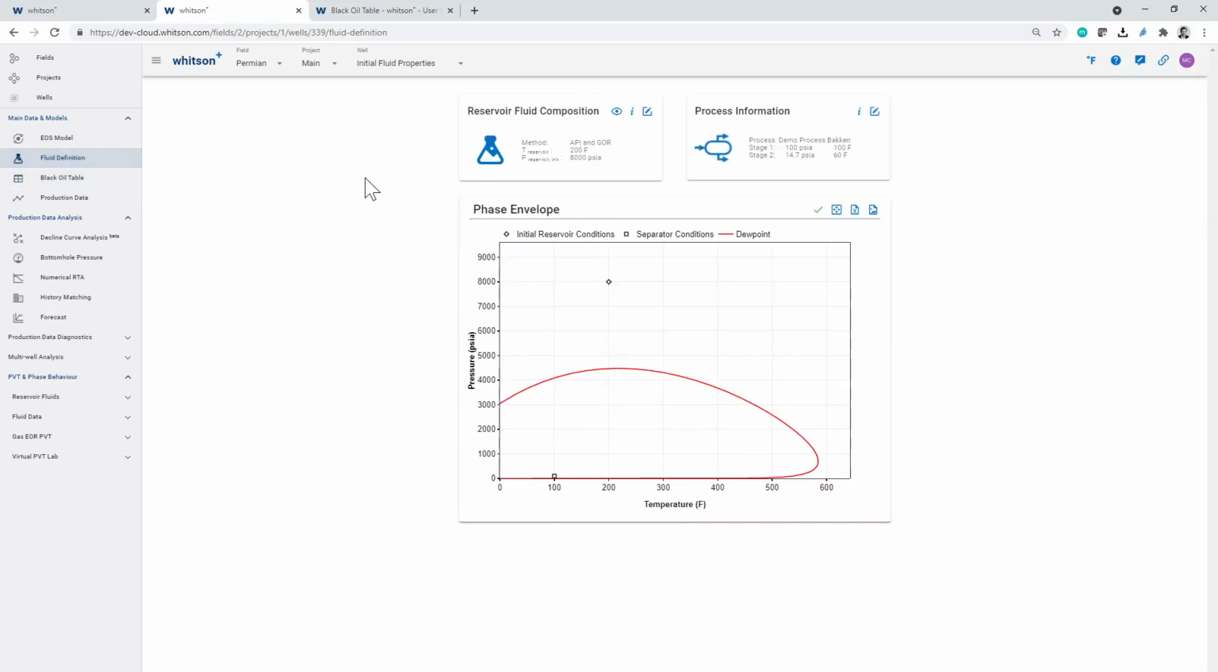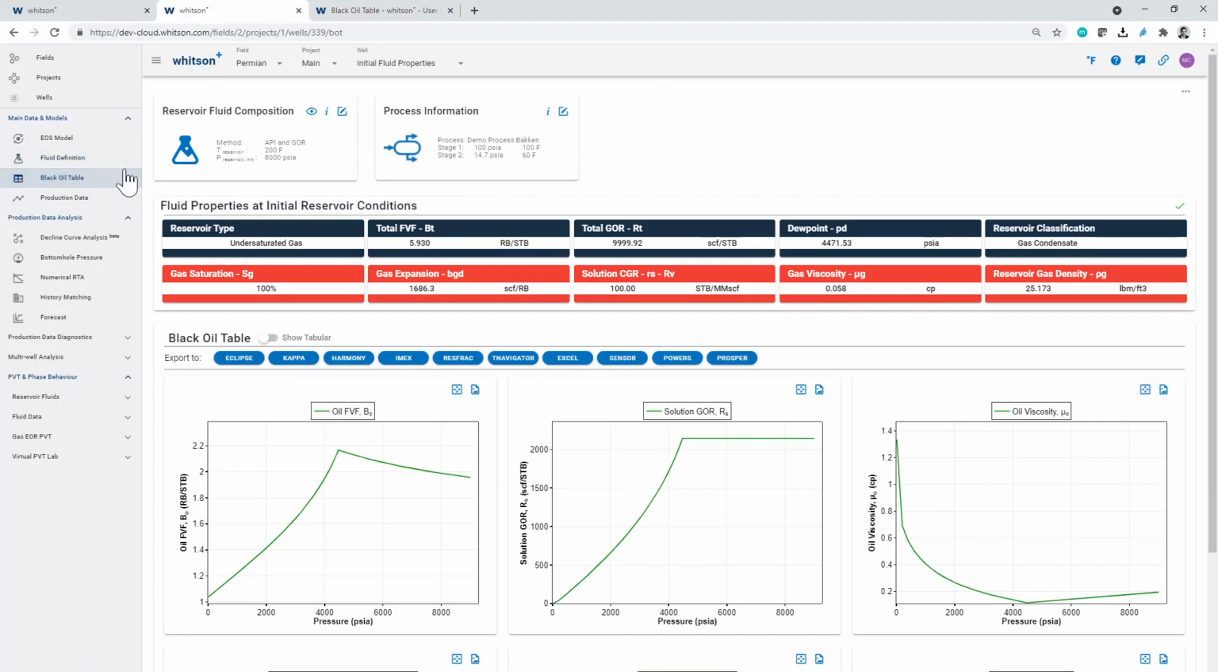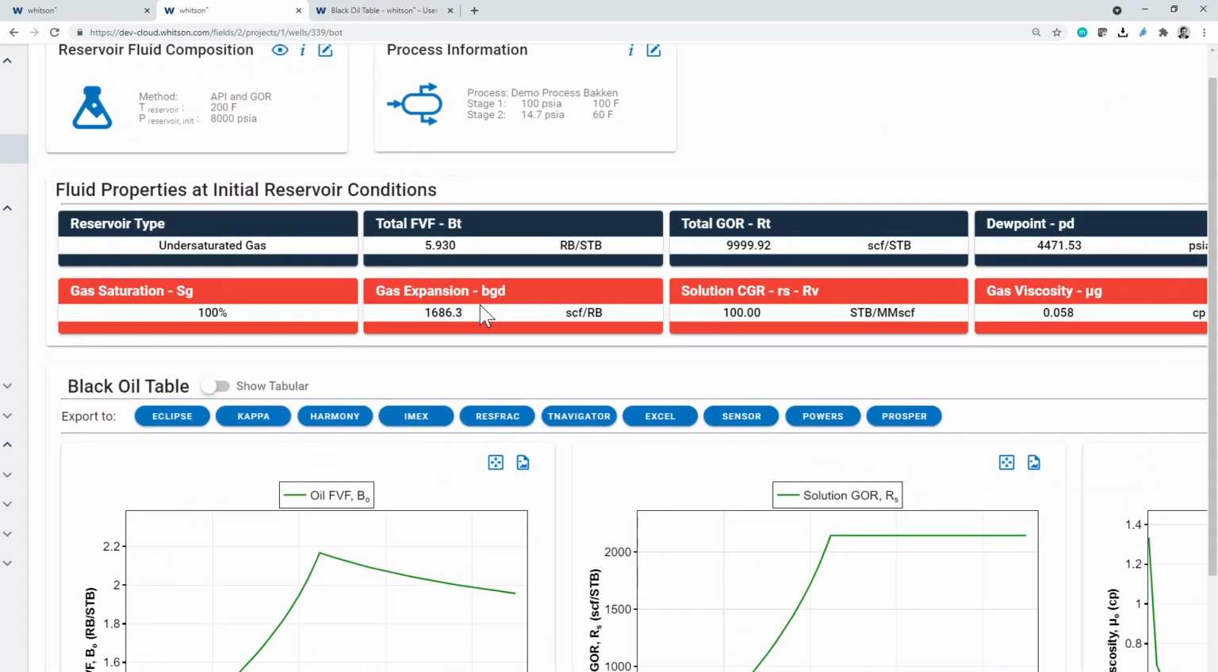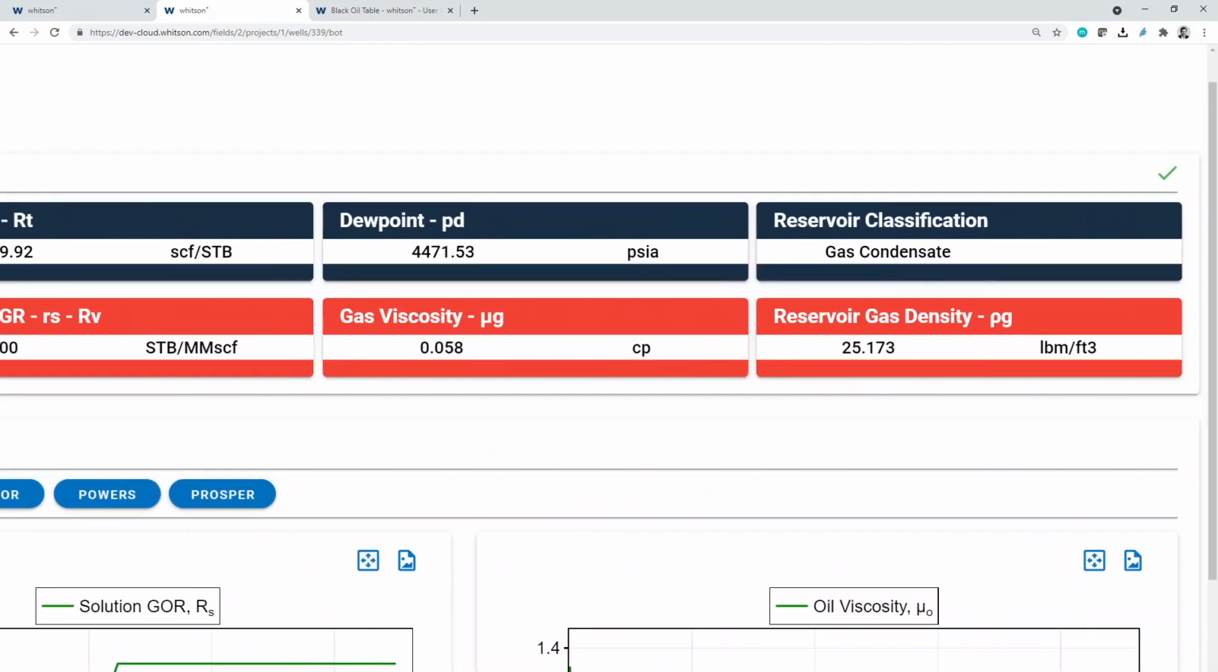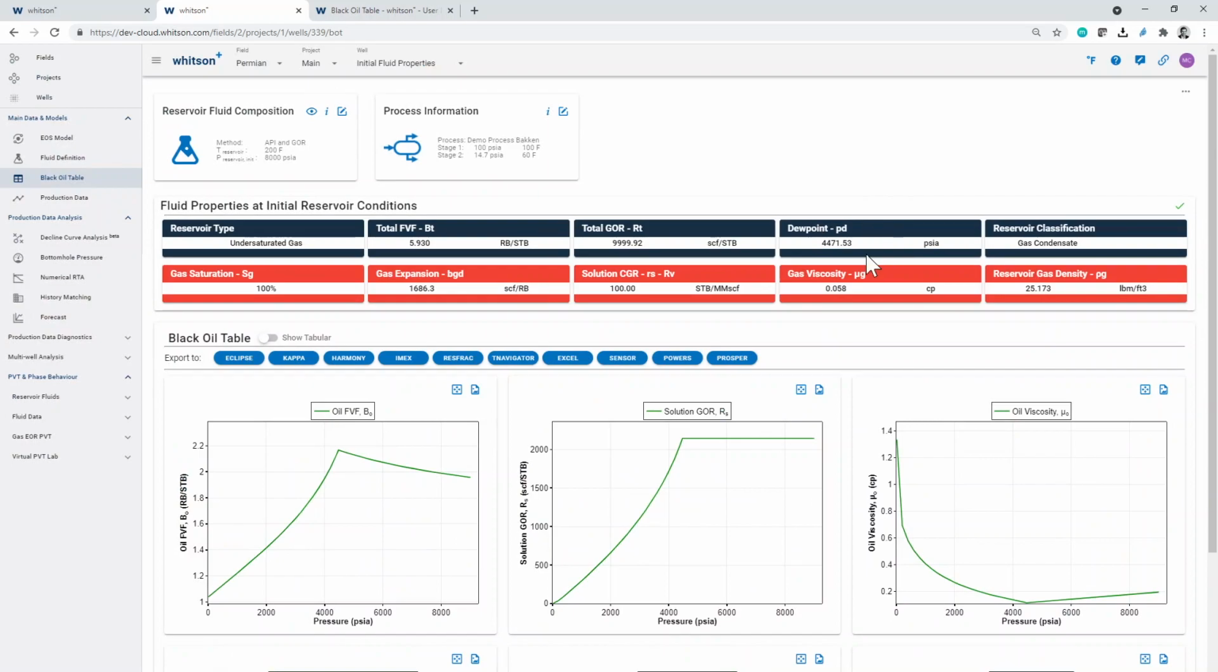So here, this is a different case, a different fluid. We see here that we're dealing with a gas condensate. If the pressure is reduced, we're hitting a dew point, which is the definition of a gas condensate at reservoir conditions. And then we can see here we have the formation volume factor, or the gas expansion factor. We have the solution CGR, the viscosity, etc. And again, just to re-emphasize, this is the gas condensate with a dew point of around 4,500 psia. But again, we have the total formation volume factor and the total GOR.